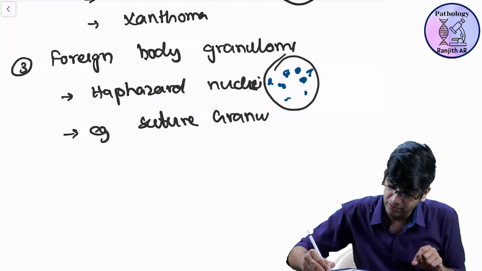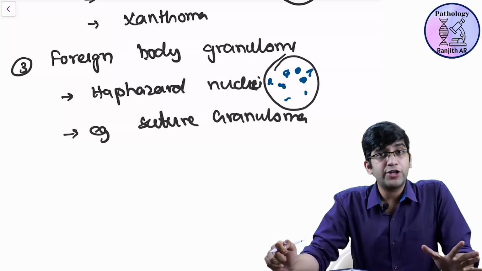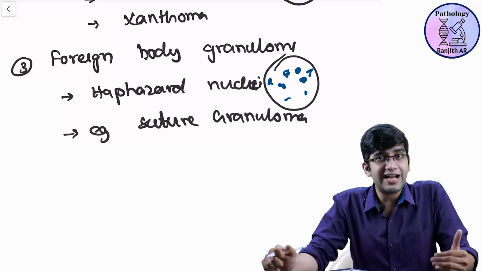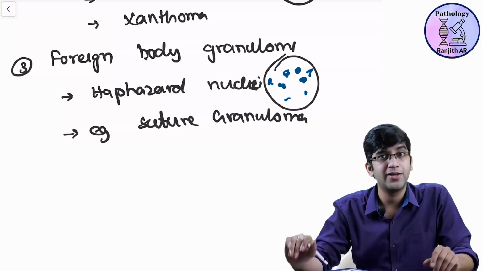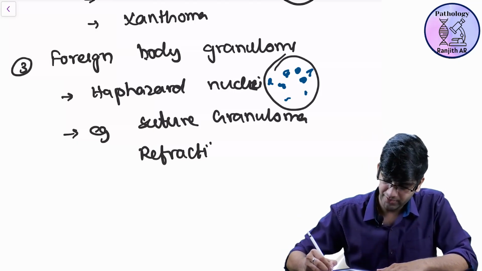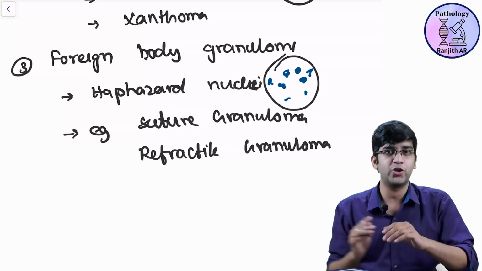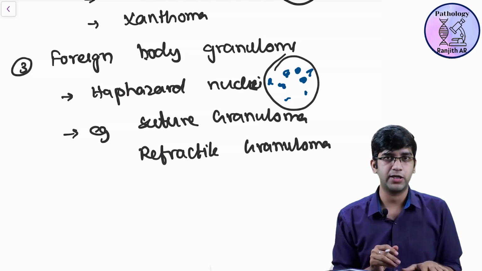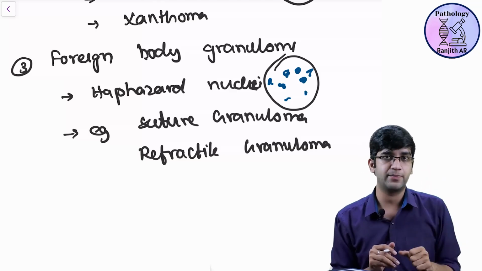There's another name for this. Suture material is a foreign body. Will the refractive index of a foreign body and a human cell be the same? No. So I'm also going to call this refractile granuloma. Just a different term, that's all. Suture granuloma or refractile granuloma. There are three variants of granuloma based on the appearance of giant cell.